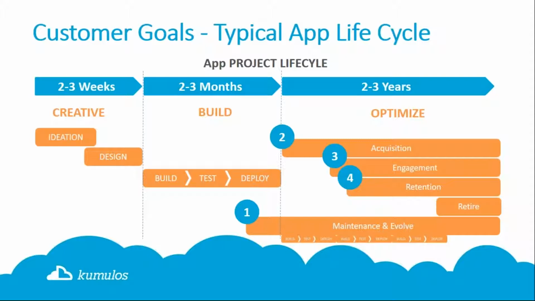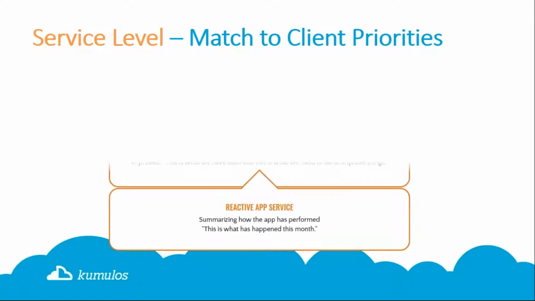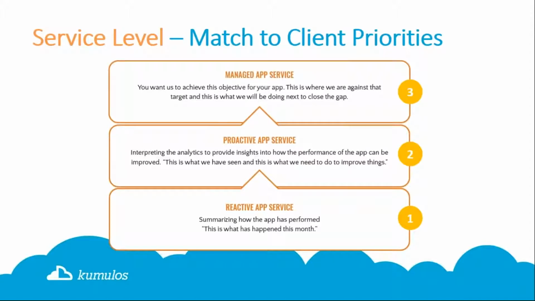The second thing is looking at ways in which you can actually then start building a progressive set of services based on the specific needs of the customer. So what we're going to be talking about here are reactive services, proactive services, and managed services. So the reactive services, think of it as this simple statement: this is what has happened this month. So you're simply giving a factual account of whatever's happened to the customer's app during that period.